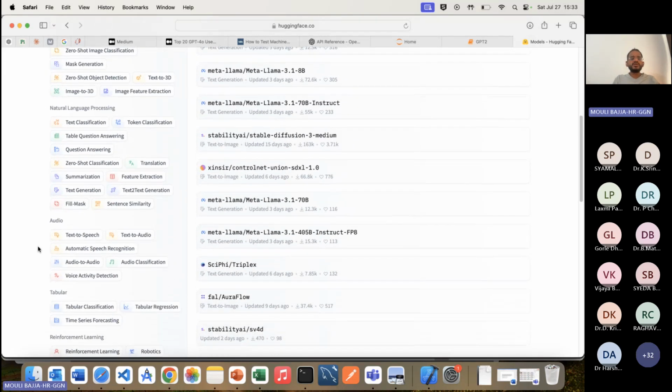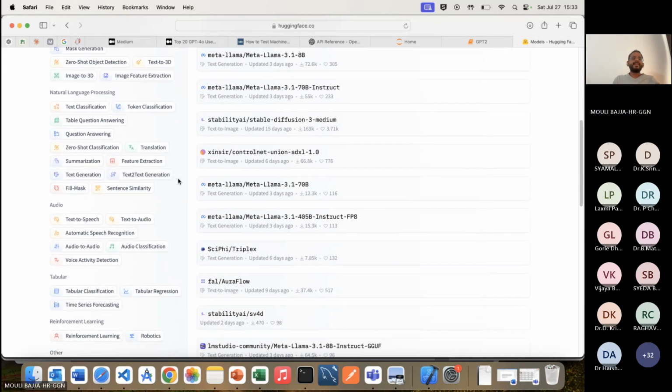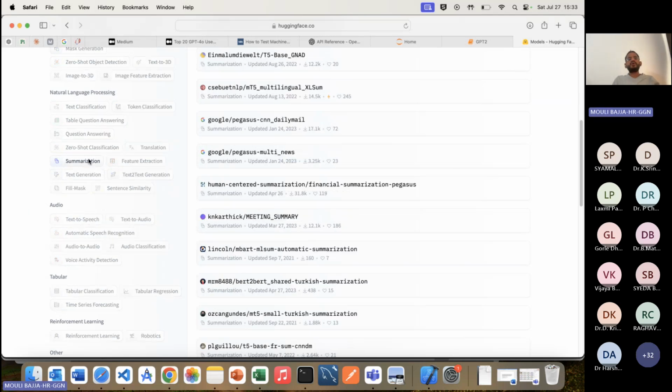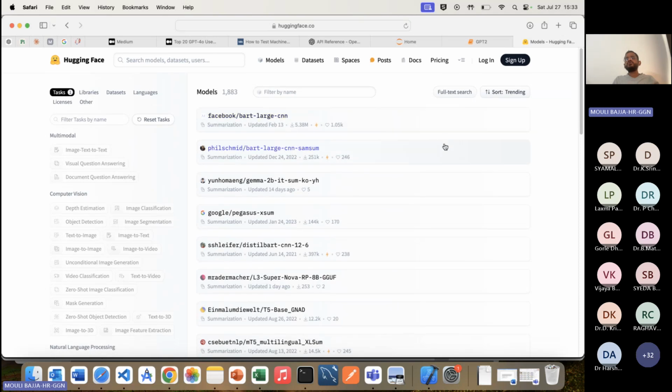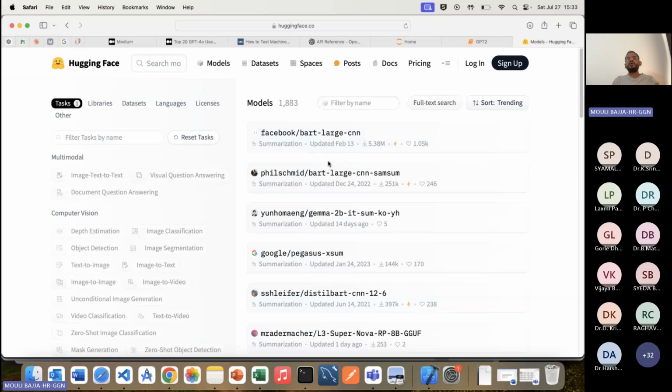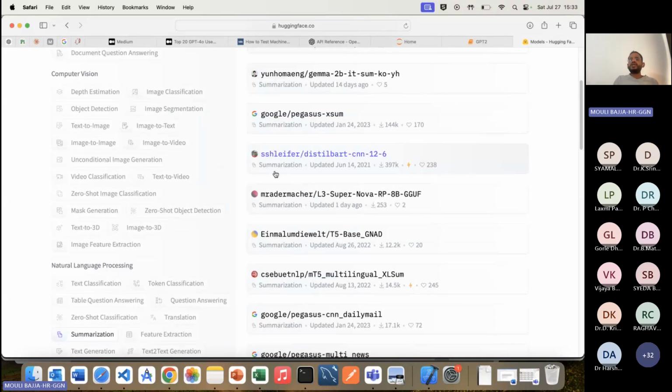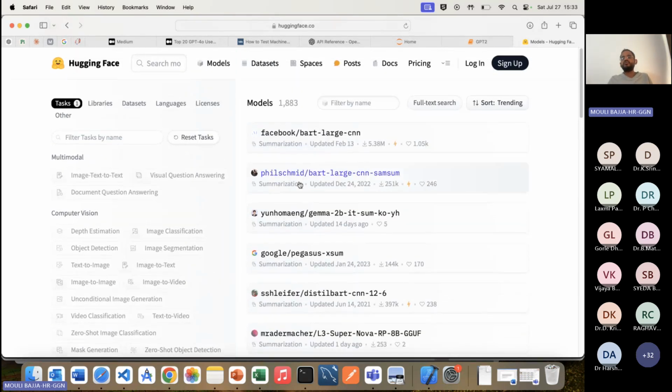where is the question answering? Let's say somebody referred to summarization. So there are so many, 1,883 models available for summarization. You can take BART large of Facebook. 5.38 million downloads are there. It is used for summarization. Distill BART by Schleifer. He's got so many models. At least 50 models are uploaded by him or his organization. Google has another hundreds of models here.